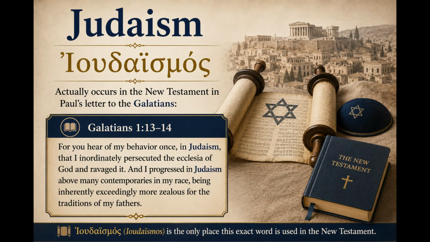Now, something interesting happens when we turn to the New Testament. The English word Judaism corresponds to the Greek ioudaismos, and unlike the word Christianity, ioudaismos actually occurs in the New Testament. Paul uses it in Galatians 1 verses 13 to 14 when describing his former life. So, although Judaism is an English translation, there is an underlying Greek noun in the New Testament referring to the Jewish way or religious system. This is important because it gives us something to compare. We have Islam, found in the Quran, and Judaism, ioudaismos, found in the New Testament.